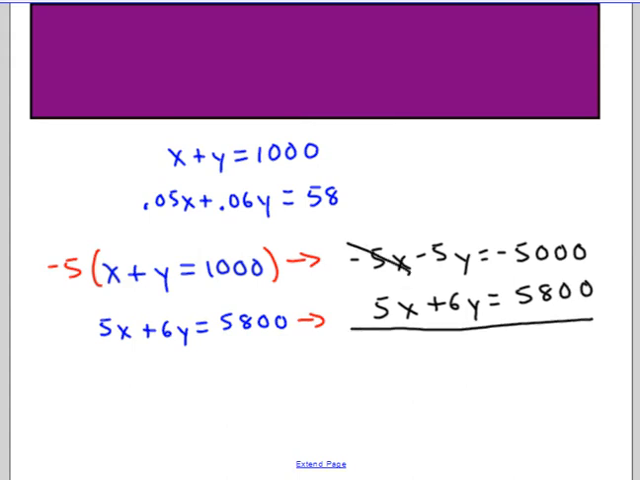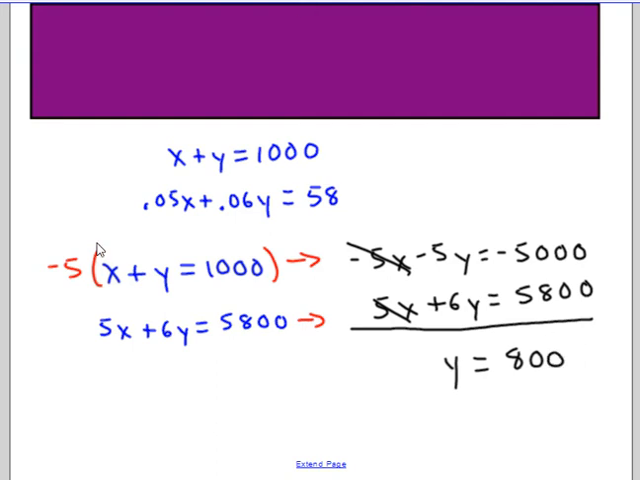Look at this. -5x plus 5x, they cancel out, so the x's are eliminated. -5y plus 6y is y. 5,800 minus 5,000 is 800. Whoops, not 8,000, 800.